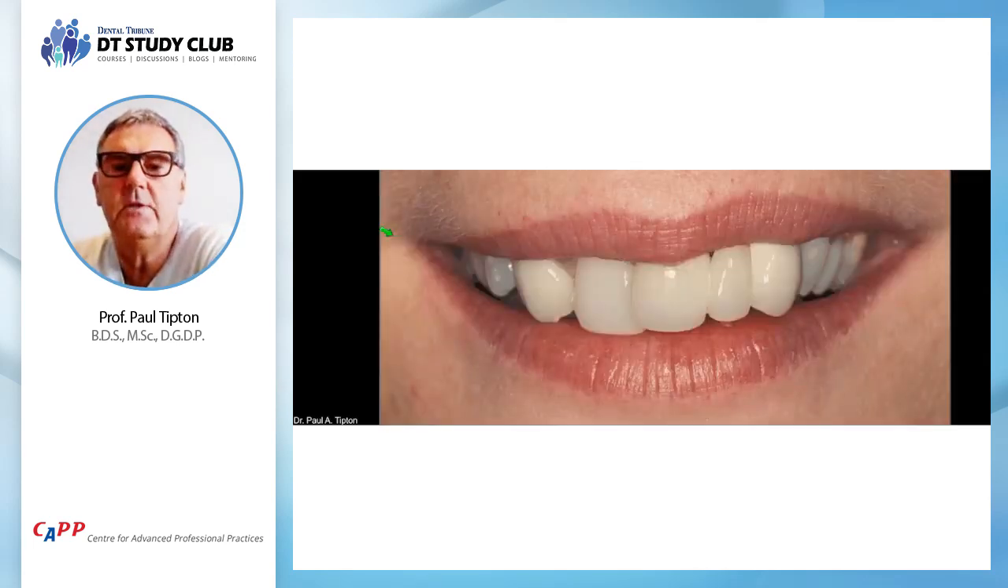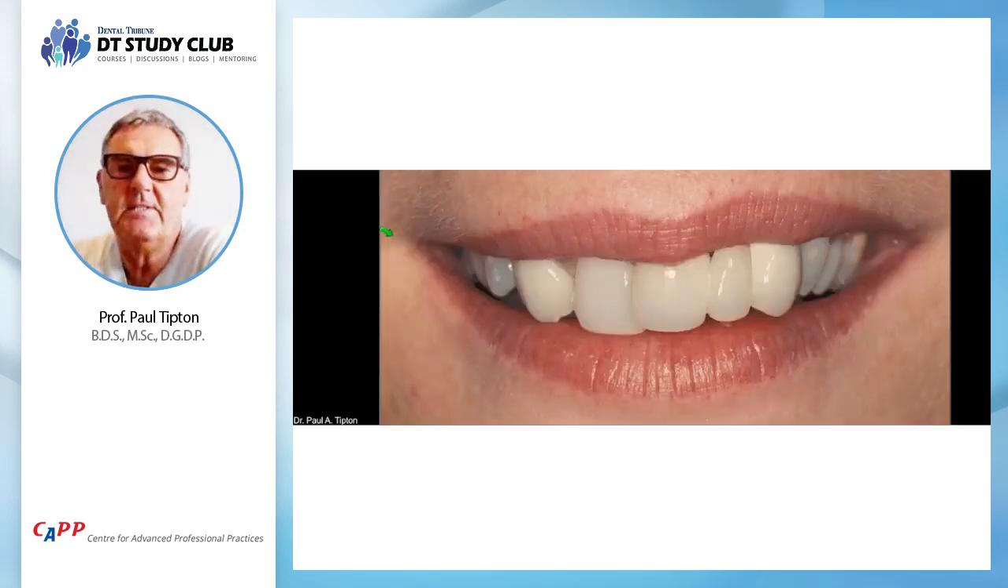Let's look at another case. Another case this time, not so much of marketing, but also of treatment planning. How do we treatment plan a case like this? So first of all, let's look at her face. She's a good-looking lady, about 40. You can see her teeth aren't particularly nice at this present stage. Let's look a little bit closer at her smile.